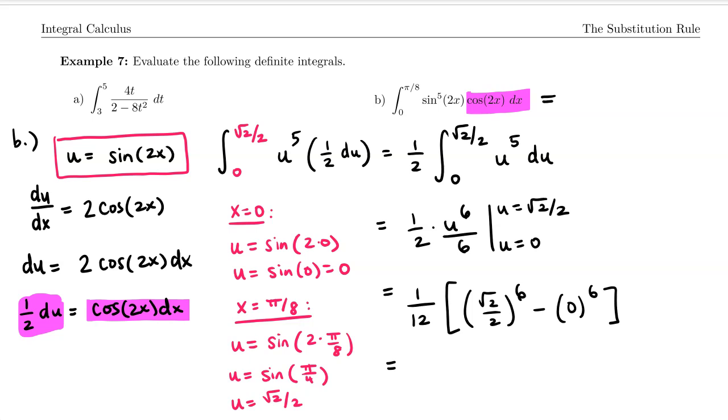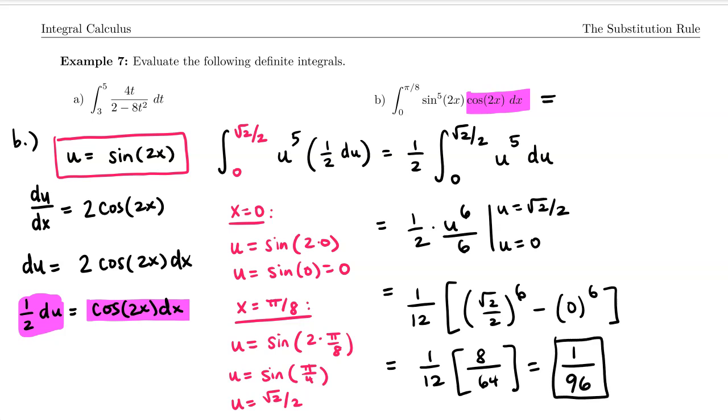So this is equal to 1/12 times, if I raise the square root of 2 over 2 to the 6th power, my numerator is going to be 8, and then 2 to the 6th power in the denominator, that ends up being 64. And if we multiply that and reduce, we end up getting our final answer to be 1 over 96. And that's our final answer for part B.